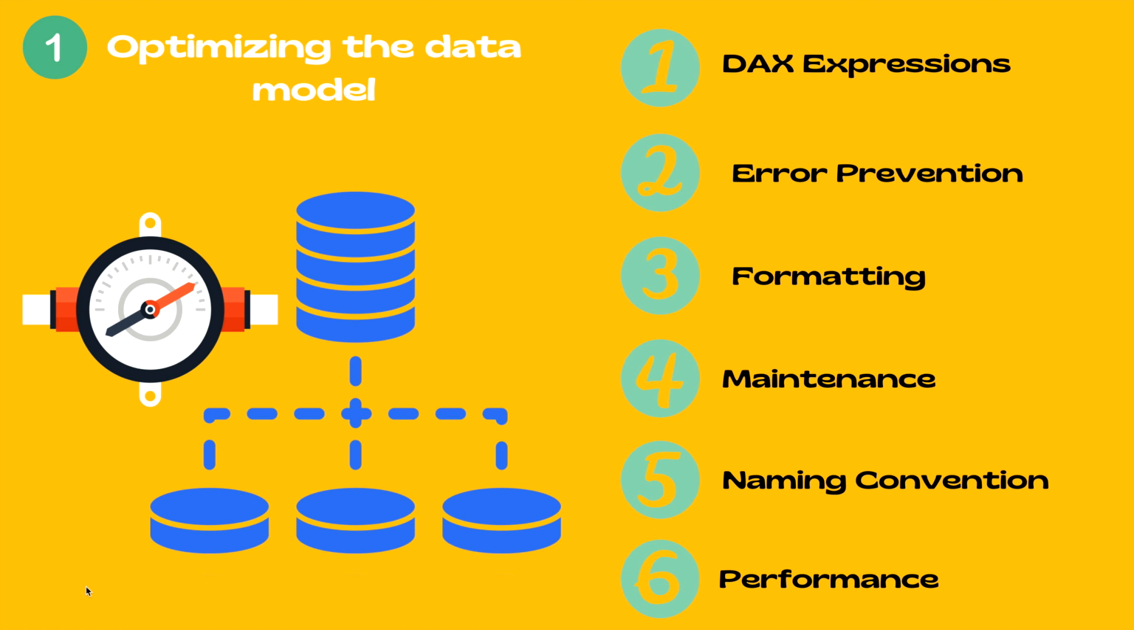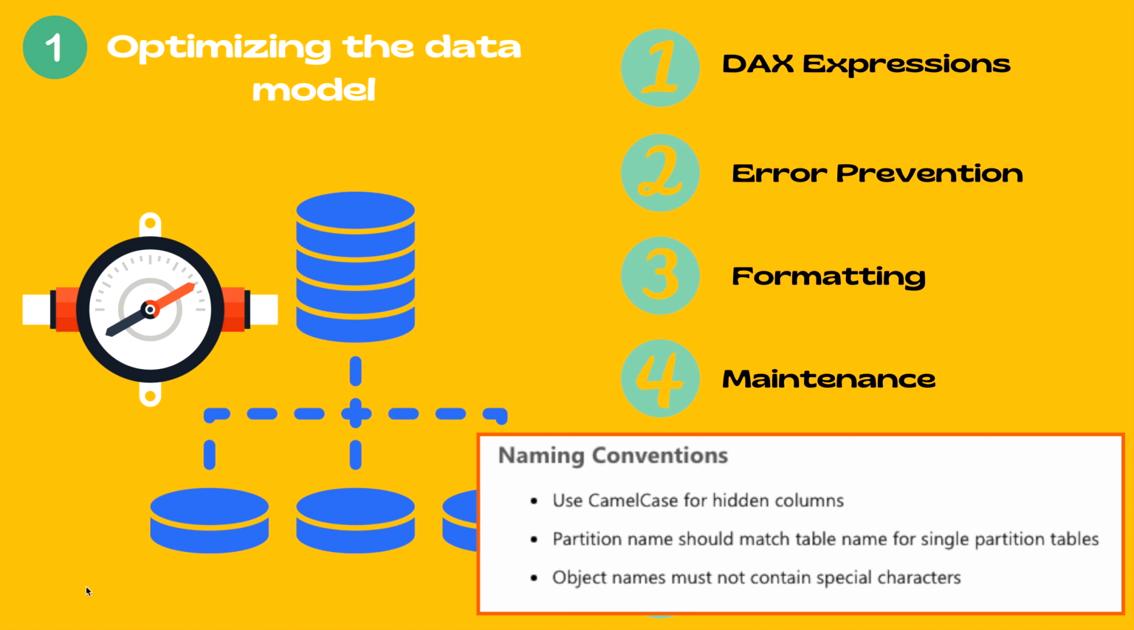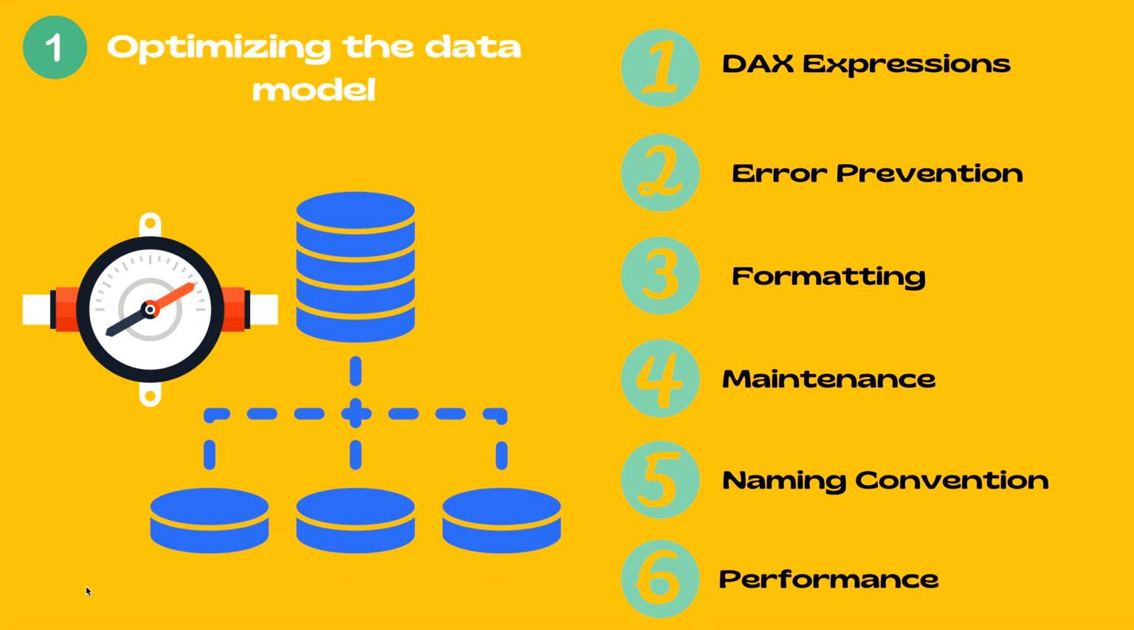Now talk about the naming convention. In case of naming convention, you should always use camel case for all hidden columns. That means for every word, you should have the first letter as a capital letter. Secondly, partition name should match table name for single partition tables. And thirdly and lastly, object names must not contain any special characters. Please do not put any special character while putting the object names in your data model.